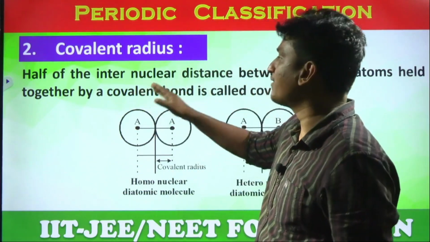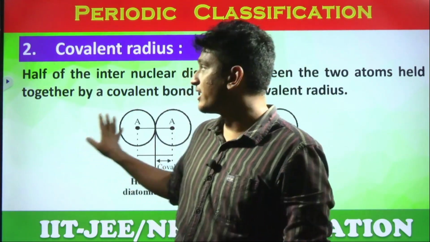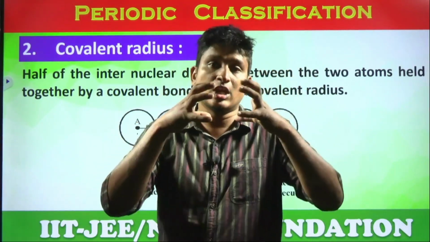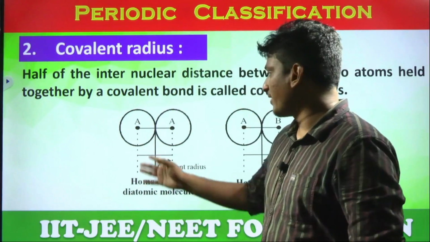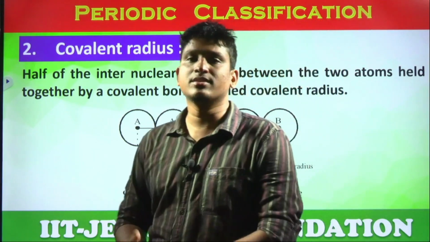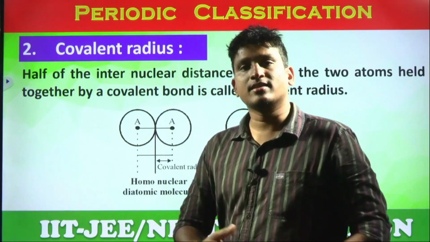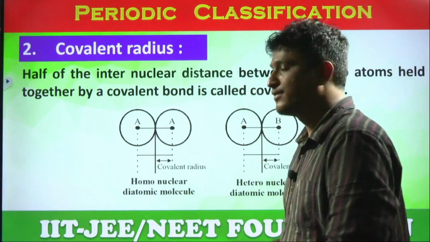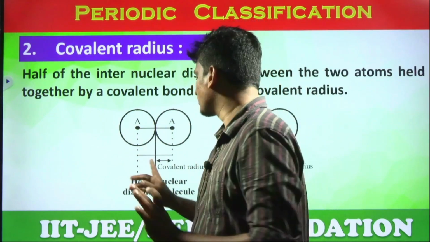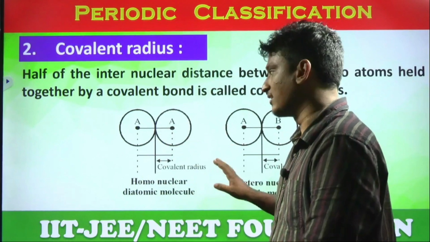So the same definition: half the internuclear distance between two atoms which are held together by a covalent bond. In terms of crystal radius, the adjacent atoms are not bonded, but here they are bonded together. That means they are very close to each other. For example, a homonuclear diatomic molecule, where both atoms are the same, like hydrogen gas H2, and a heteronuclear diatomic molecule like hydrochloric acid HCl. The definition is the same: half the distance between two covalently bonded atoms is called covalent radius.